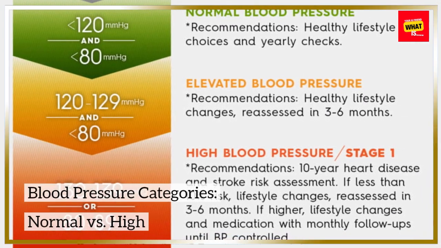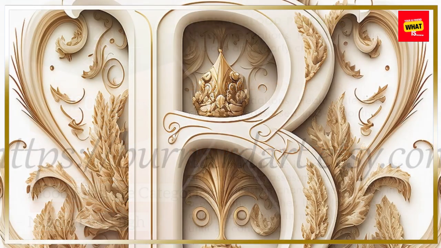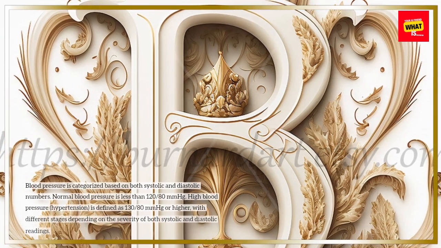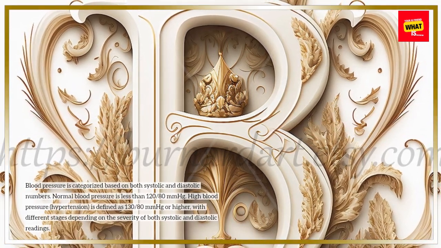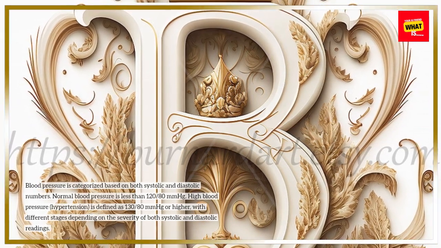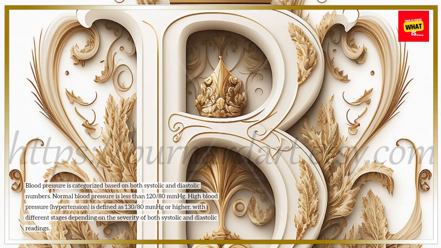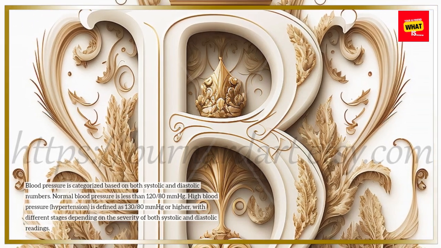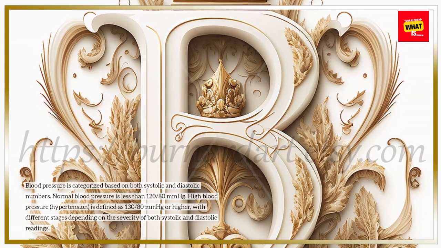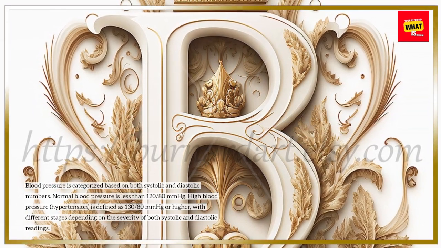Blood pressure categories. Normal versus high. Blood pressure is categorized based on both systolic and diastolic numbers. Normal blood pressure is less than 120/80 millimeters of mercury. High blood pressure, hypertension, is defined as 130/80 millimeters of mercury or higher, with different stages depending on the severity of both systolic and diastolic readings.